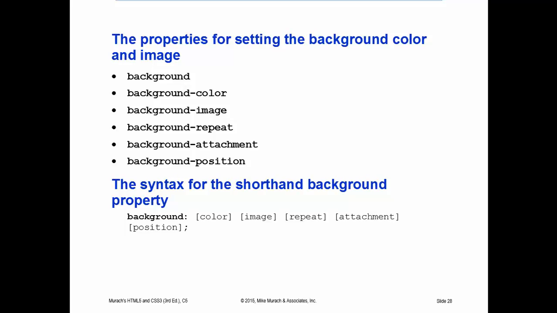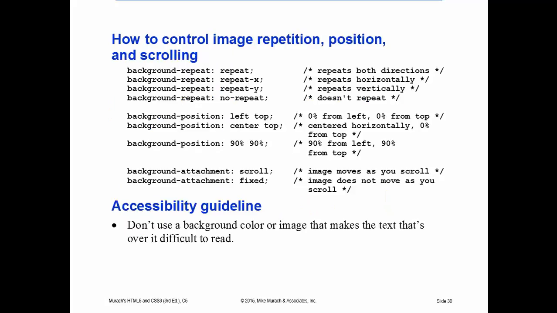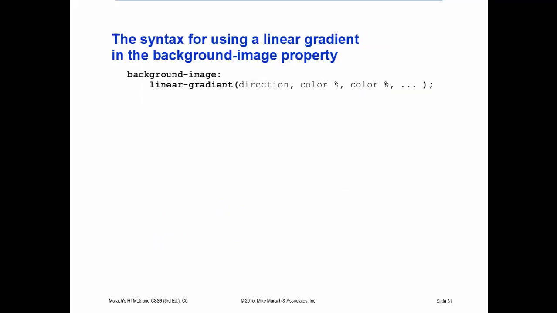Background attachment specifies whether an image scrolls with a document or remains fixed. And background position specifies the initial horizontal and vertical positions of an image. Don't use a background color or image that makes the text over it difficult to read. In fact, most of the time when you read about it or hear about it, what you hear is that you should not put a background image on a web page, because literally it seems to wash out whatever else is in there. Okay.